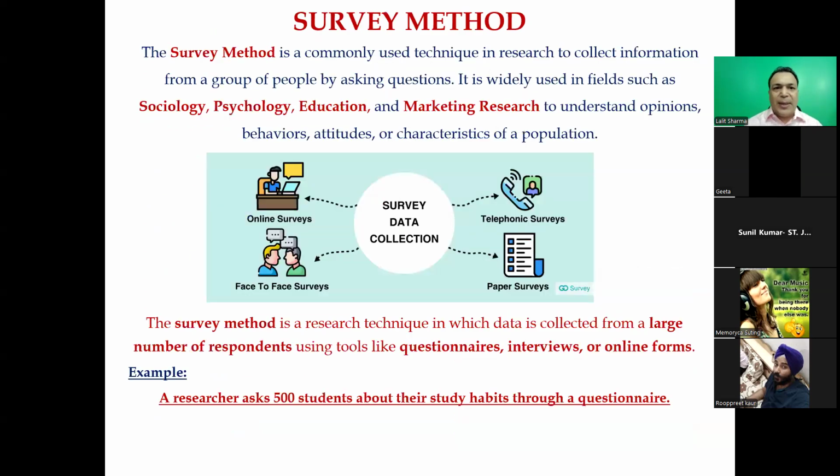Survey method. What is a survey method? Survey method is a commonly used technique in research to collect information from a group of people by asking questions. It is widely used in fields such as sociology, psychology, education, and marketing research to understand opinion, behavior, attitude, or characteristics of a population. So, guys, this is another teaching method. This method is basically used to collect information regarding the behavior of the person, opinion of the person, attitude and characteristics of the person.